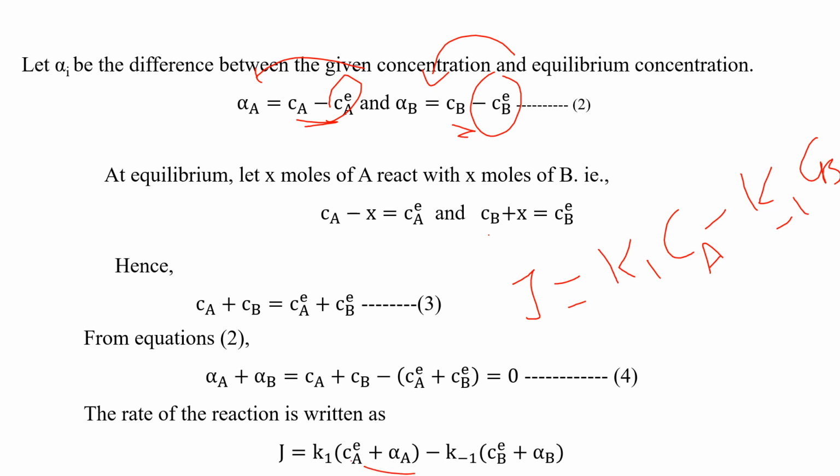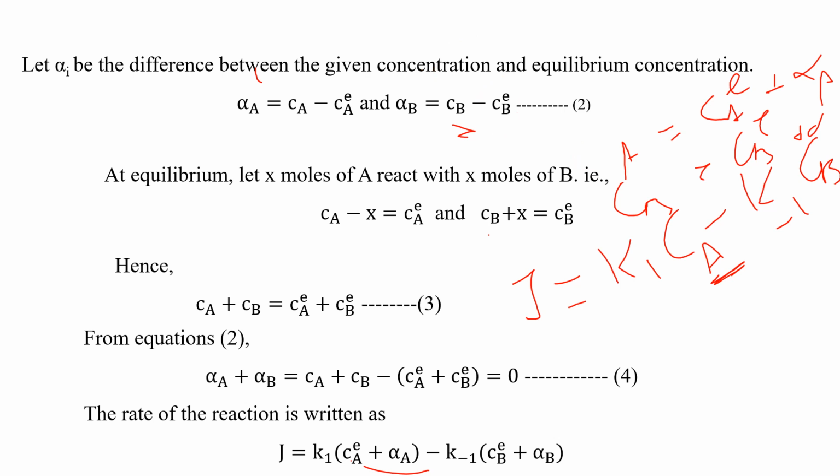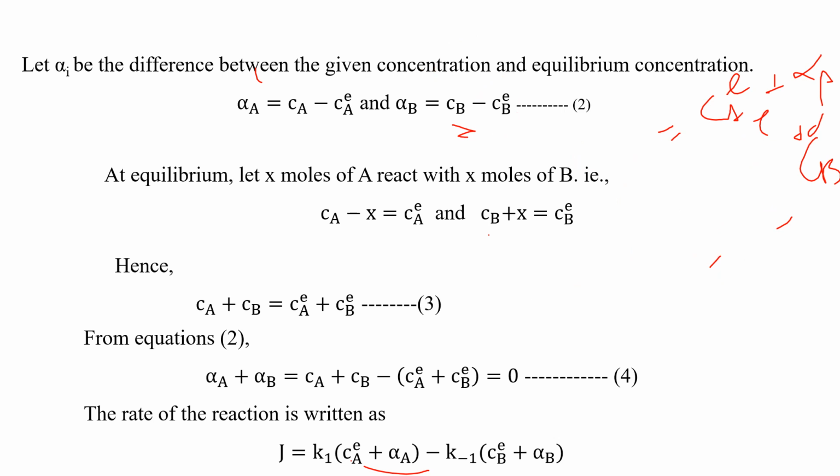So here now what happens, instead of Ca we are substituting Cae plus alpha A. So Ca is equal to Cae plus alpha A. Cb is equal to Cbe plus alpha B, based on equation number 2. So we will be getting the equation as such. So now you can see.